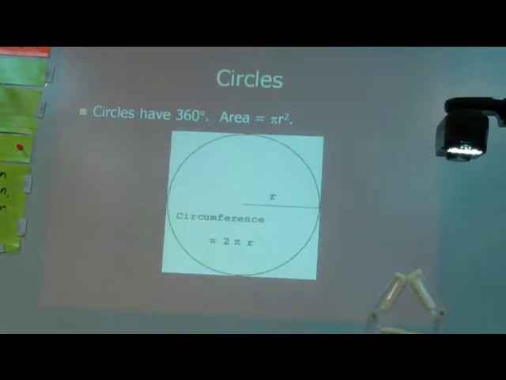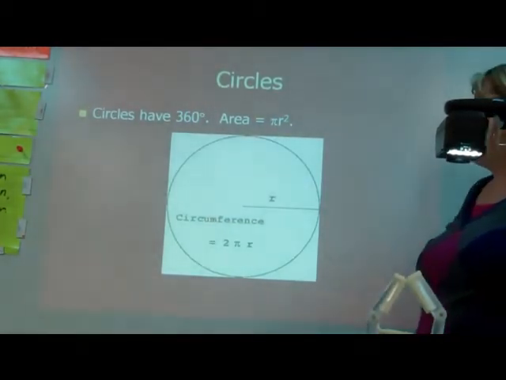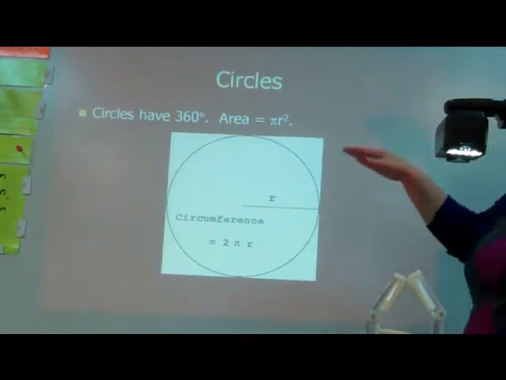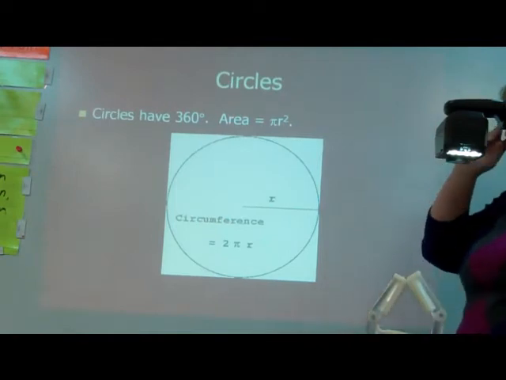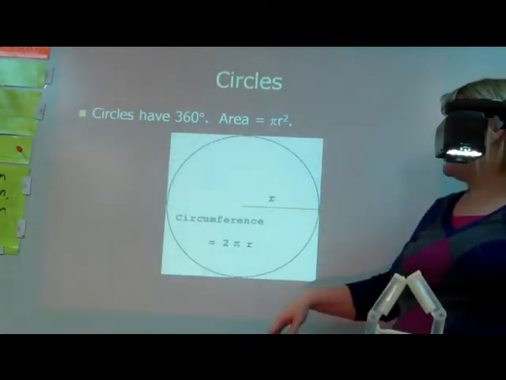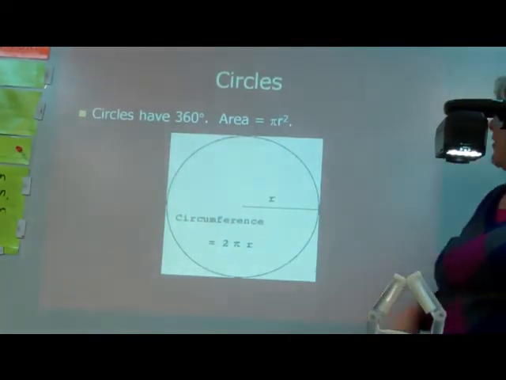So, circles, you will see some circle problems on the SAT. Remember that circles have 360 degrees in them, and the area of a circle is pi r squared, and the circumference of a circle is 2 pi r.